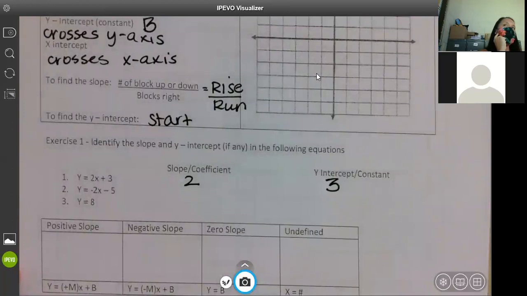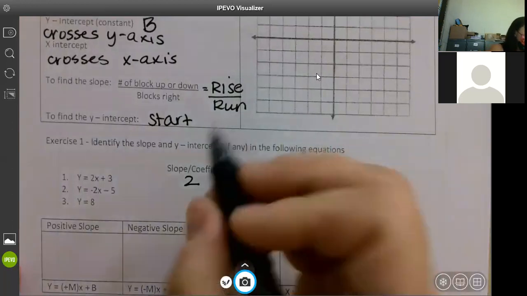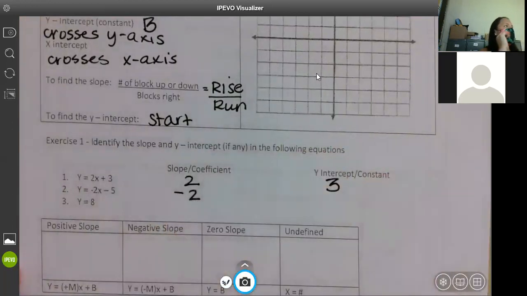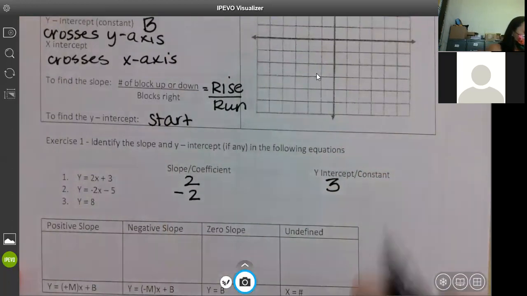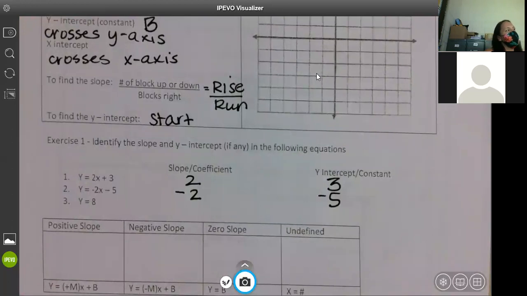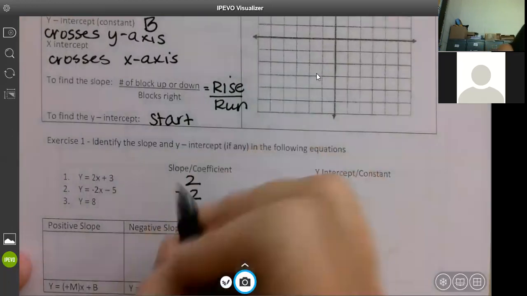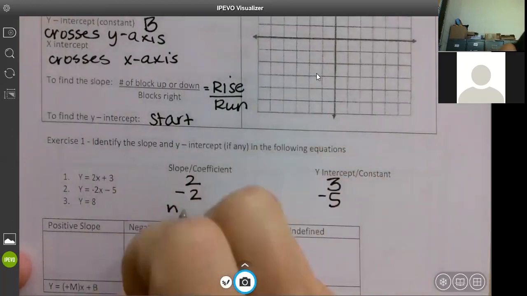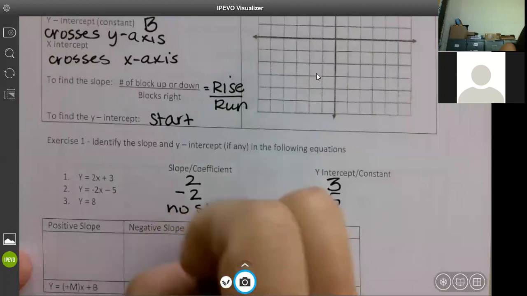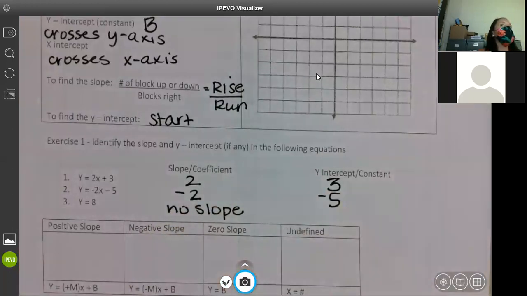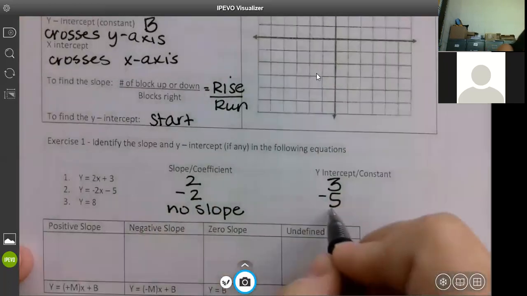On number 2, which one is your slope? -2, very good. I like hearing all y'all talk, thank you. And then the y-intercept? Perfect. And then on the last one, be careful on this one because if we look at it, where's our slope? We don't have one. So this one doesn't have a slope. Does it have a y-intercept? Yes, what is the y-intercept?